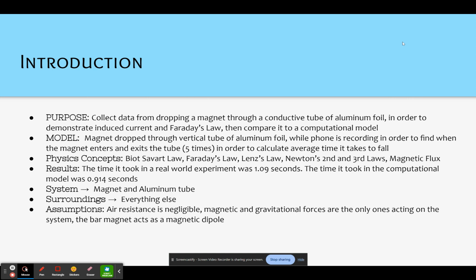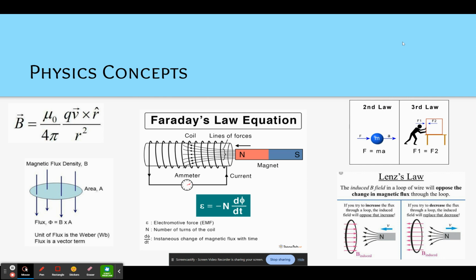The system is the magnet and the aluminum tube, the surroundings is everything else, and we assume that air resistance is negligible. Magnetic and gravitational forces are the only ones acting on the system. The bar magnet acts as a magnetic dipole. Physics concepts covered: we have, again, the Biot-Savart law up in the left-hand corner, the magnetic flux density, Faraday's law, Lenz's law, and Newton's second and third laws, as illustrated here.